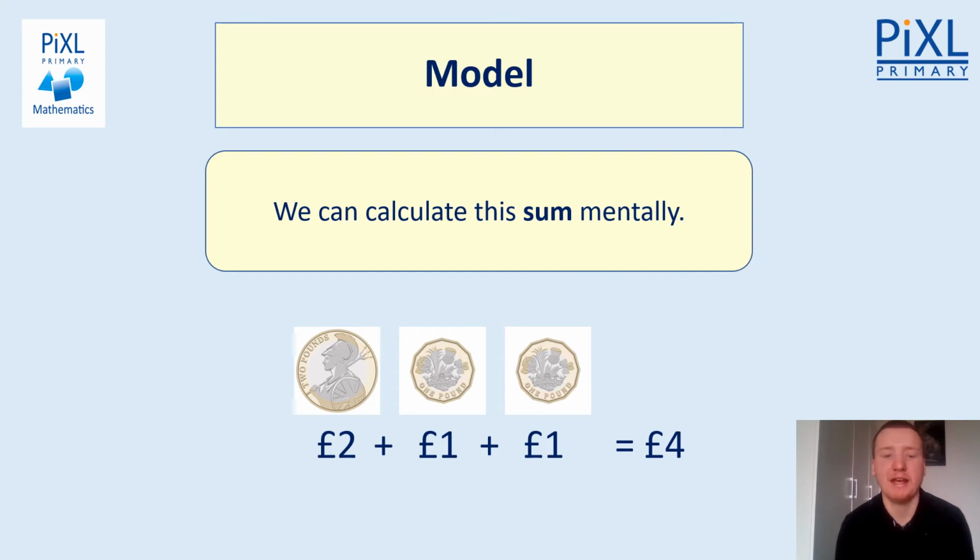Let's just run through that. So we have a £2, we have a £1 coin, and we have another £1 coin. So if we put our addition heads on today, £2 add £1 add £1 equals £4. So well done if you got that correct.